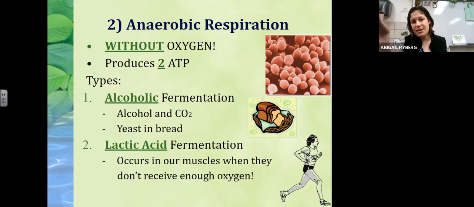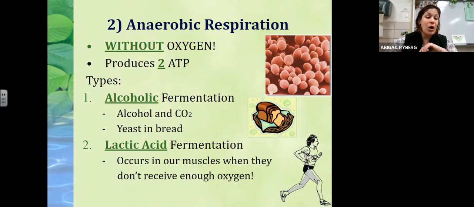There's 2 types of fermentation. So when we look at anaerobic respiration, where the heck is this occurring? One example is alcoholic fermentation, which truly is the process used to produce alcohol, and yeast in bread. So if you've ever made a bread that actually has to sit and rise, that is an example of anaerobic respiration.